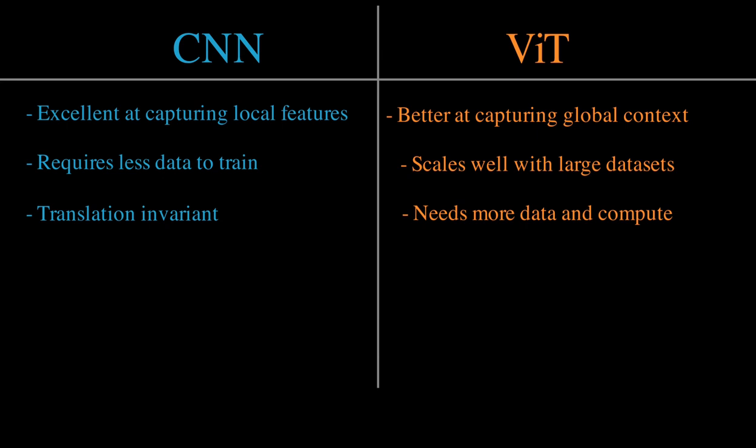So basically, if you have a small dataset, use CNNs. Big data and GPUs, ViTs are the move.